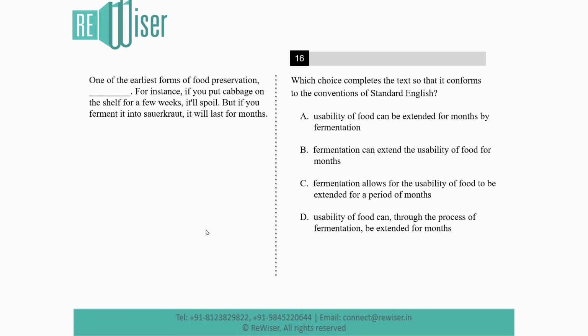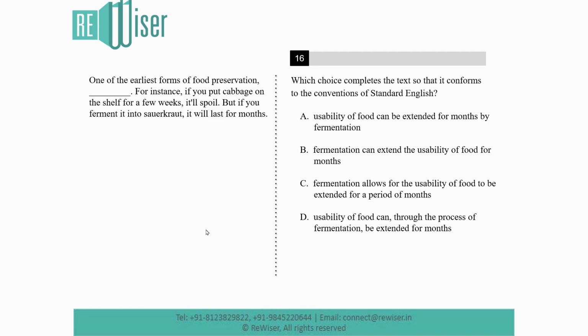One of the earliest forms of food preservation, dash. For instance, if you put a cabbage on the shelf for a few weeks, it will spoil. But if you ferment it into a sauerkraut, it will last for months. Which choice completes the text so that it conforms to the conventions of standard English?